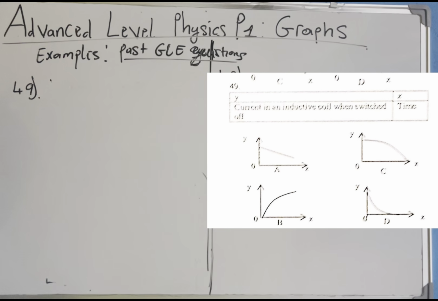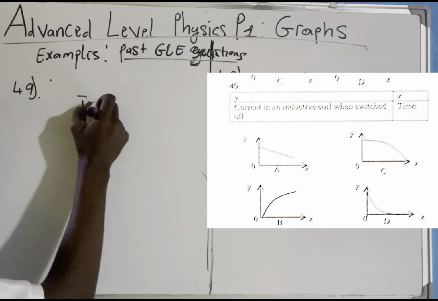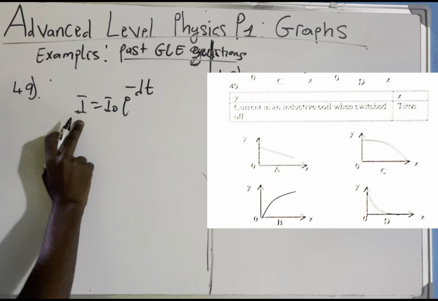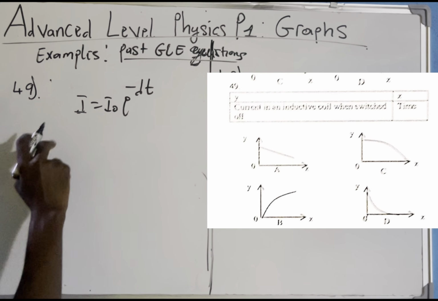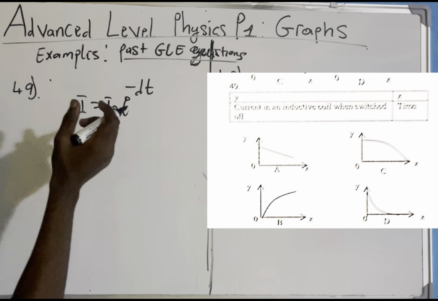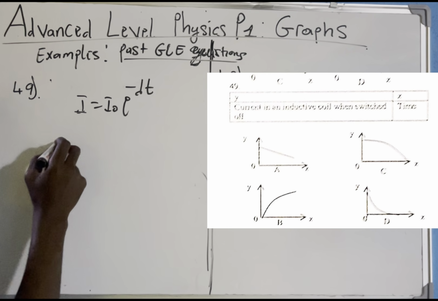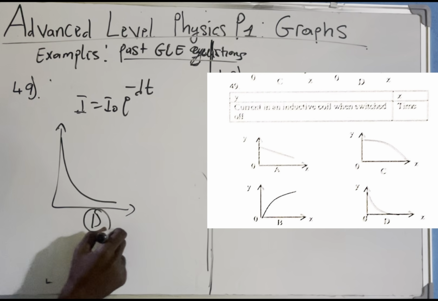When we switch the current off, there is energy that will come from the inductive coil, but it will decrease with time, and that energy and that current will decrease as a decay curve. So that is how the current will decrease when we cut off the current in the circuit. The current delivered by the inductive coil will follow this equation. It means that the best graph that fits this equation will be D, the decay graph.